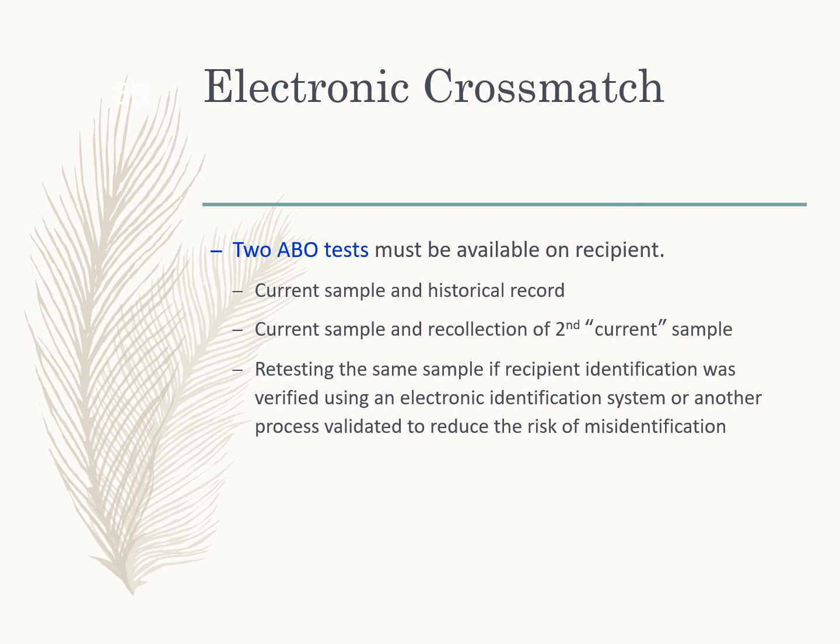Or if the software is validated for positive ID, they can use the same sample. But to be the safest, it's best to have 2 different draws. And this is because one person can make a mistake. If they label one tube wrong and you give an ABO mismatch to a patient, you could kill a patient. So it's always safest to have two completely separate draws so that you know you would find something if one of the tubes was mislabeled.